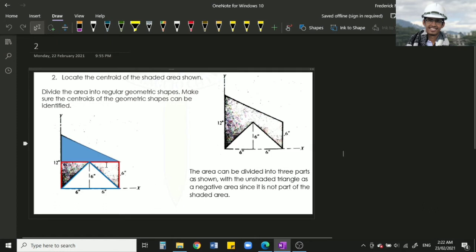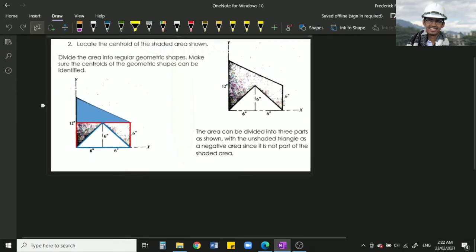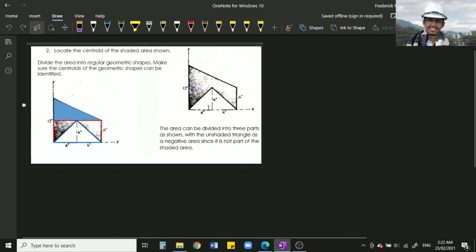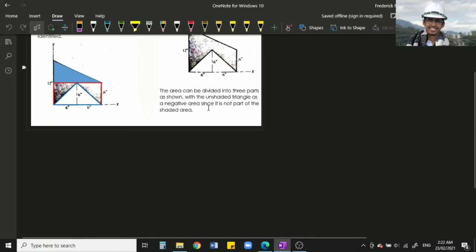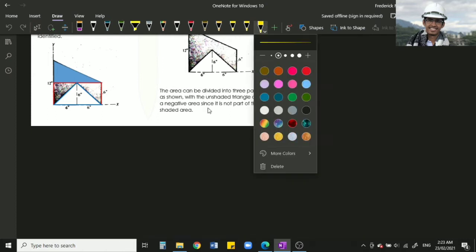Okay? So alam natin kung ano yung centroid ng triangle and yung rectangle. So madali natin siyang masosolve. Madali nating makukuha yung kanyang centroid. Okay? So ganun lang ulit yung gagawin natin. I-table natin siya, okay, para makuha natin yung kanyang centroid.